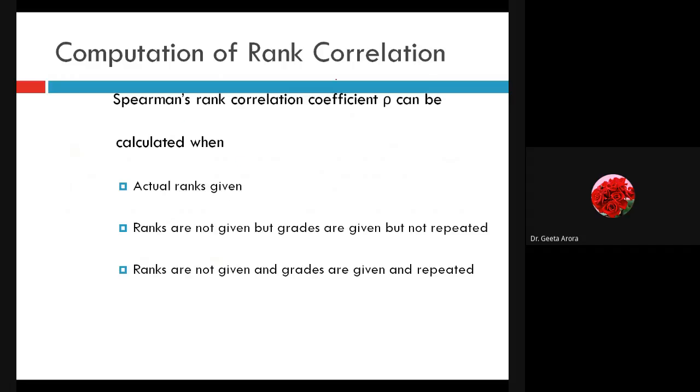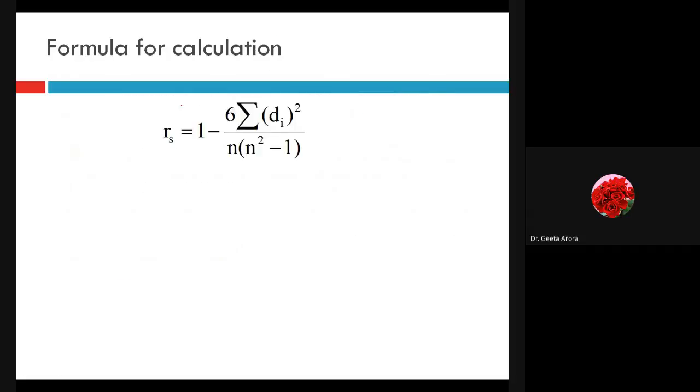Some authors use rho for rank correlation, or sometimes in books you will see R_S to denote rank correlation. It is given by Spearman, so we take it as R with a subscript S. R_S is equal to 1 minus 6 sigma d_i square divided by n into n square minus 1.